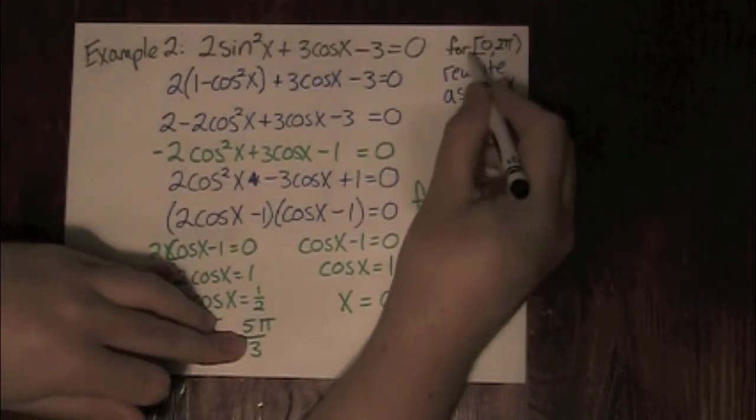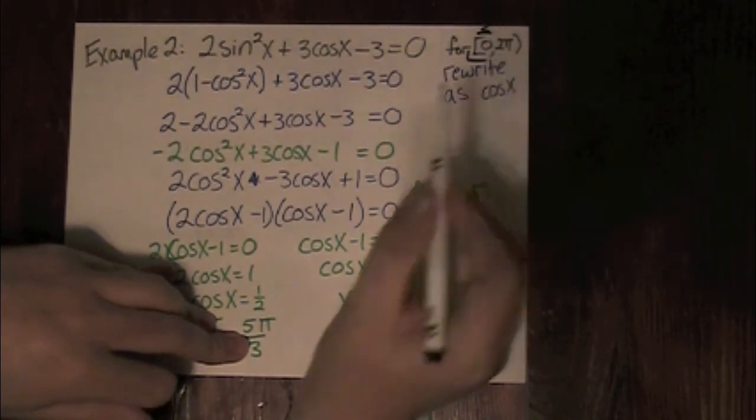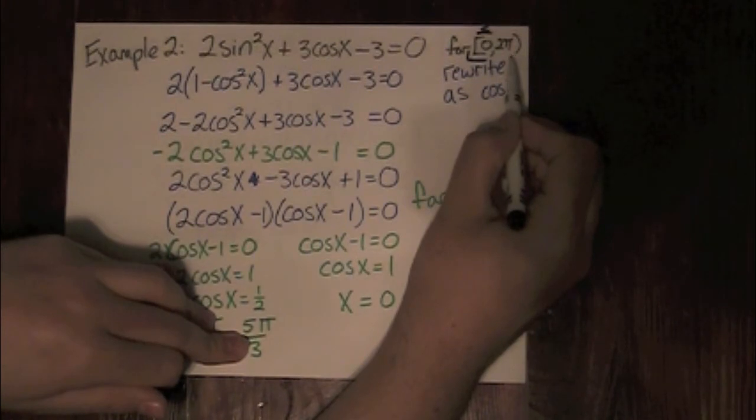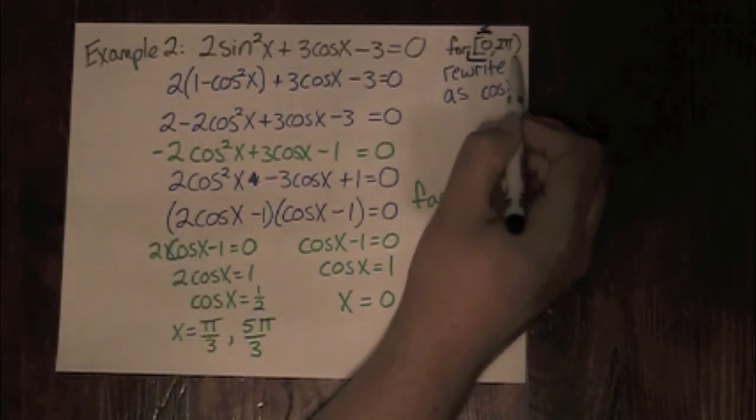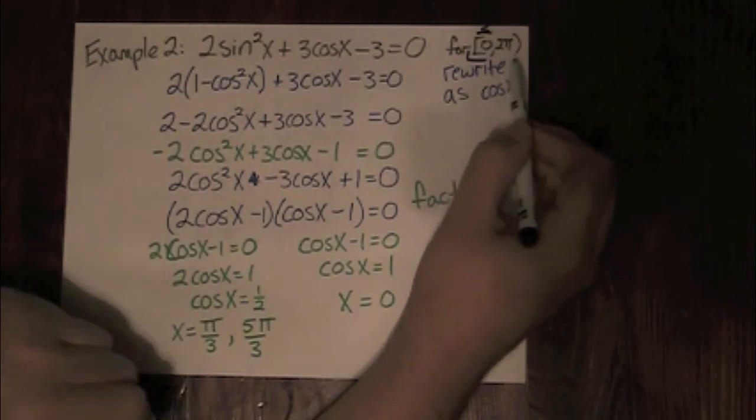Please remember that the square bracket means inclusive, so this would be a less than or equal to sign, and the parentheses bracket means non-inclusive. That means we're not looking for 2 pi as a possible solution.